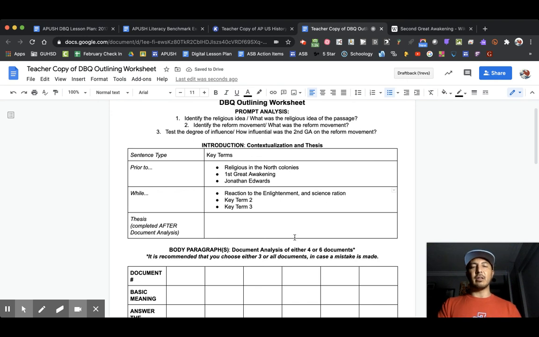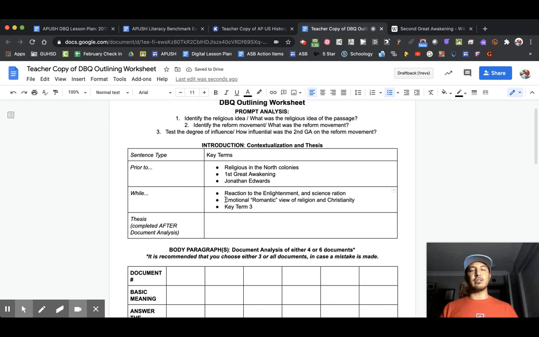I remember it being lined up with my AP European History of the Romantic view. So it's more of an emotional, romantic view of religion, and especially in Christianity. Notice I'm already explaining it.